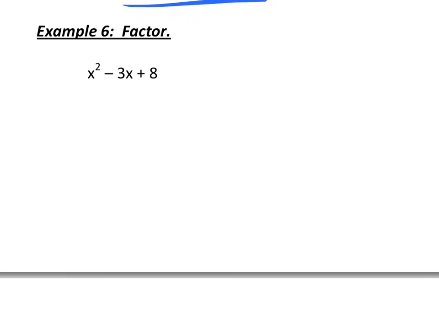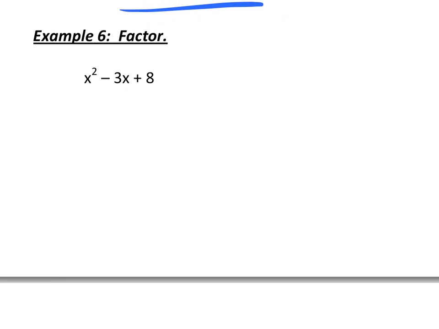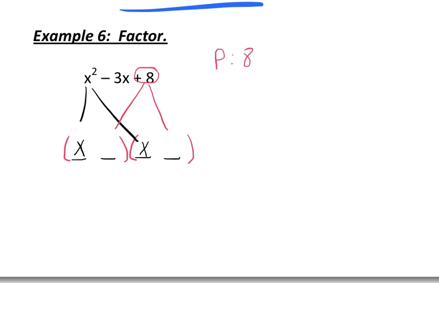And our last one, we're looking for, again, two binomials, and we're going to fill in our spaces. When we have a equal to 1, the first terms are pretty easy. You just get x times x, and that's all there is to it. Our last term is going to help us decide what goes in the last pieces, so we're looking for two numbers that have a product of 8 and a sum of negative 3.